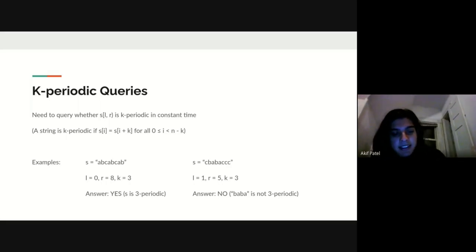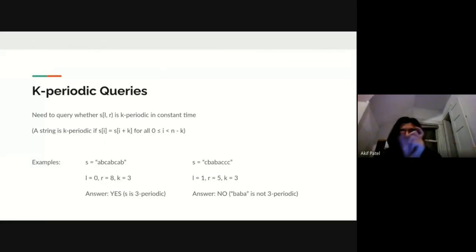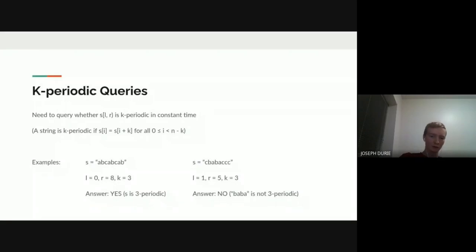For example, here, A, B, C, A, B, C, A, B. If you look at the entire string with K equals 3, yes, it is 3 periodic because it's just A, B, C repeated over and over again. Notice that it doesn't have to be a perfect multiple of K. It just has to repeat until it gets cut off. Here, if you look at the substring from 1 to 5, so B, A, B, A, and you put K equals 3, it's not 3 periodic because it repeats after 2 things. B plus 3 steps, B does not equal A here. So it's not periodic. You can think of it as the same K characters repeated over and over again, and you want to check if that's what the substring is.